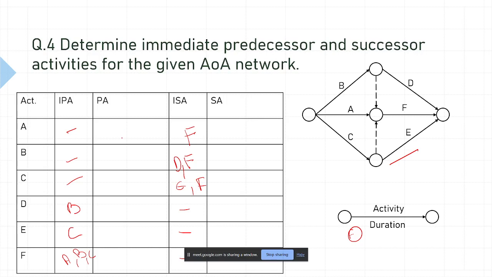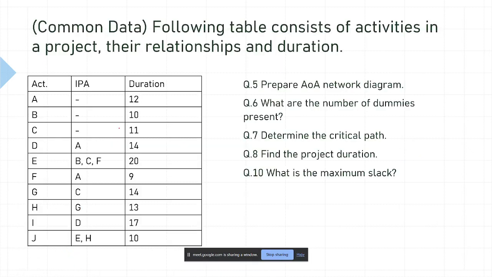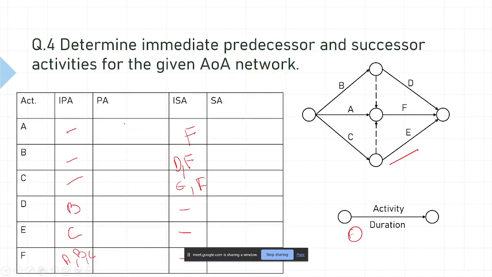It is not a tough job. So why I'm discussing this is that in many network problems, instead of having only IPA, you get ISA, or you get all the predecessor activities and you have to determine IPA. So you should keep this in mind. Any problem with dummies? Any question?